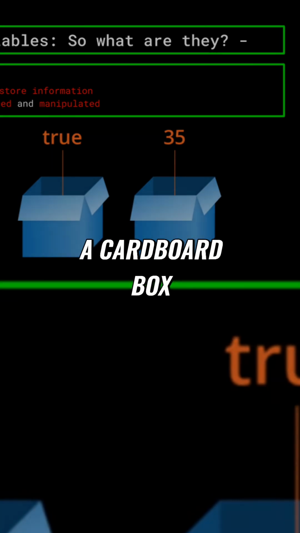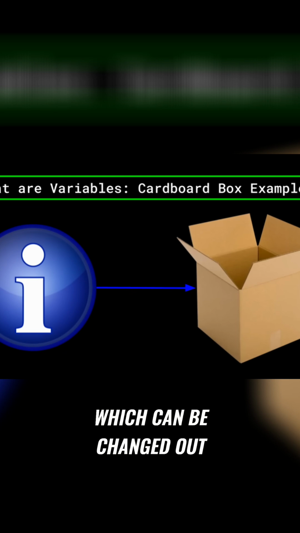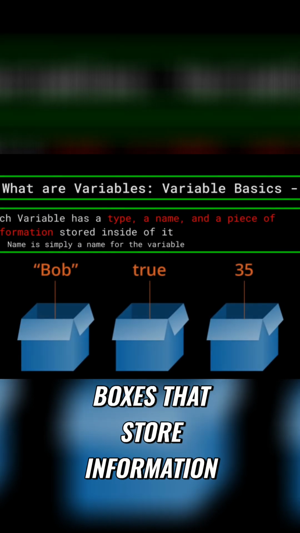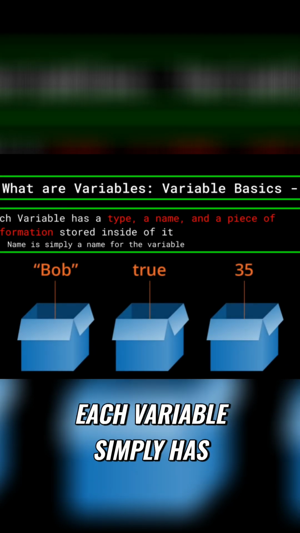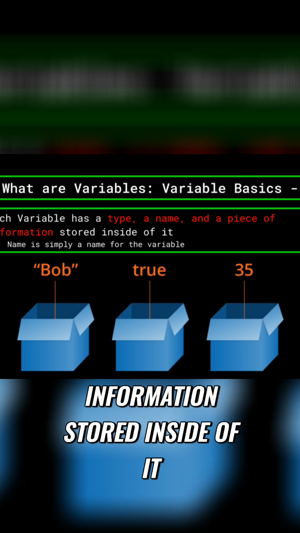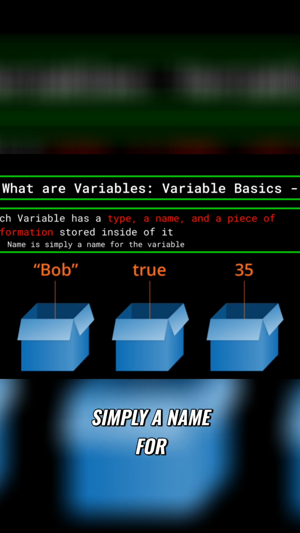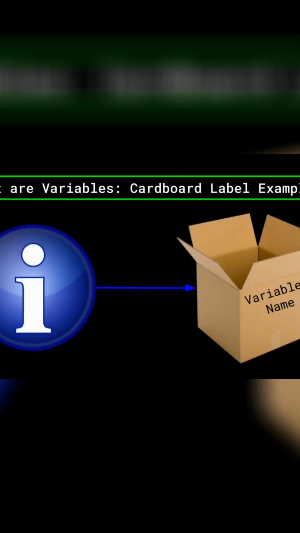Think of variables like a cardboard box. Cardboard boxes serve as means to store items in them, which can be changed out, replaced, and modified. Variables are like cardboard boxes that store information for the programmer to reference or manipulate. Each variable simply has a type, a name, and a piece of information stored inside of it. The type and piece of information will be covered next, and the name is simply a name for the variable. Think of it as writing out a label on the cardboard box in Sharpie.